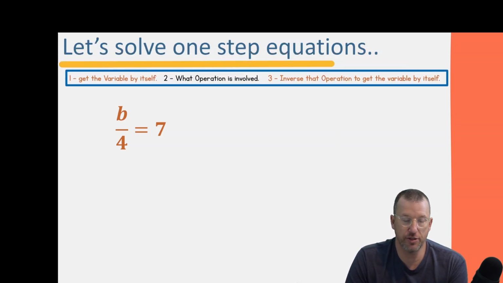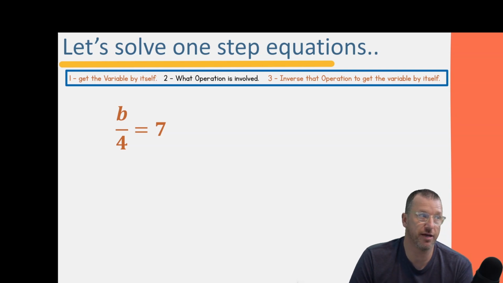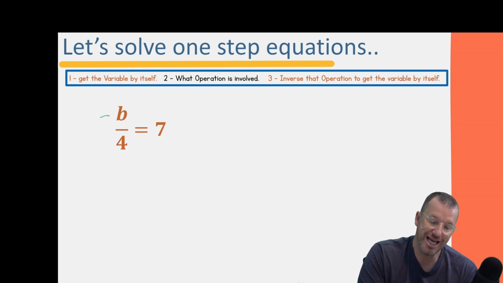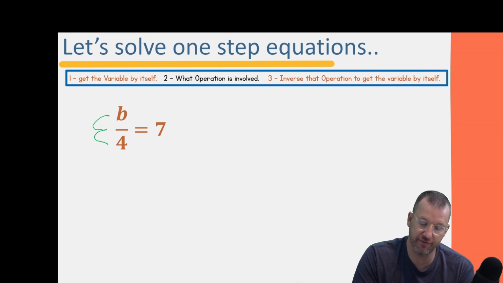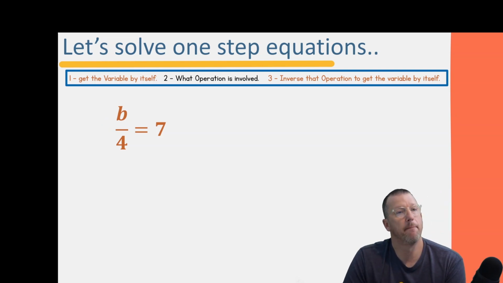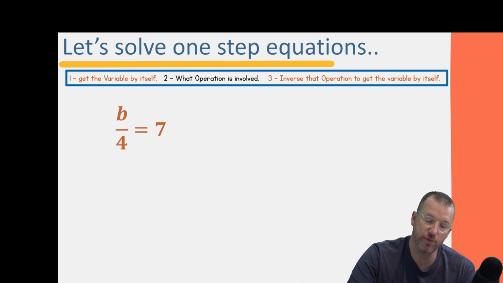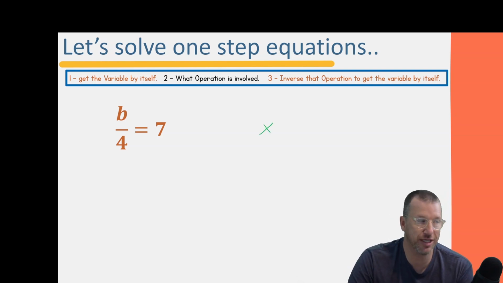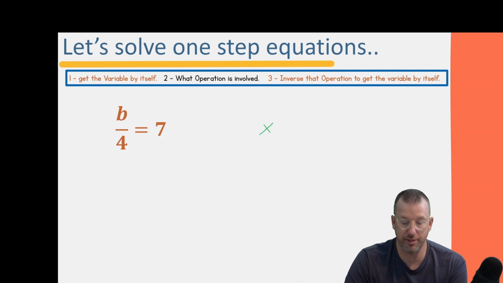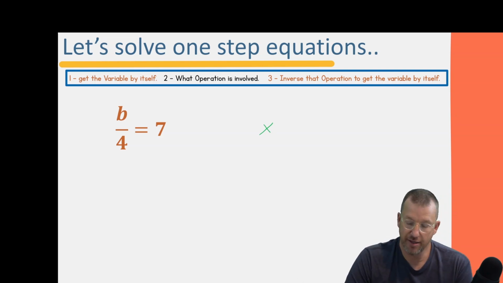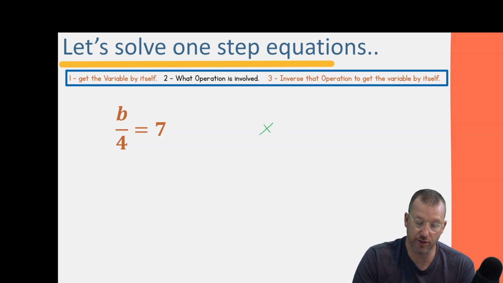So what are we going to try to do? Get the b by itself. What operation is being involved with that variable? B divided by 4. It's division. So now we want to do the opposite of division, which is what? Multiplication. Now in algebra, you're going to stop using x as a way to show multiplication because most of the time, the variable we use is going to be an x.